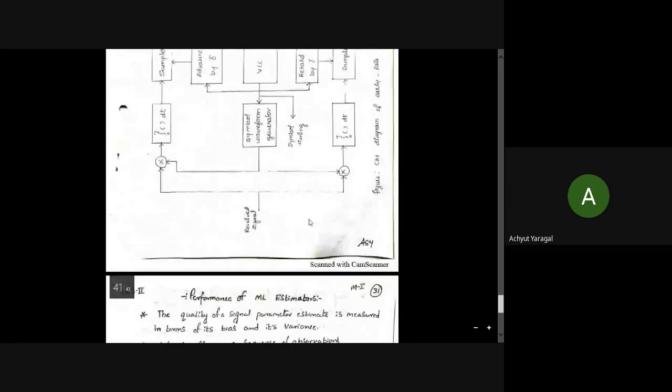This is how I could measure the performance of the ML estimate here. Three points you have to remember very clearly. One is regarding the bias term and its variances. Another is regarding how exactly we could call it an efficient estimator here. And the third thing is regarding which variance is good, that of the decision directed or the non-decision directed. This much you can learn from the point of view of the performance of ML estimators here.